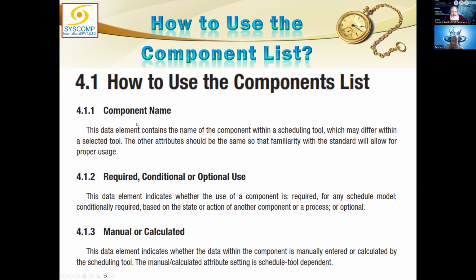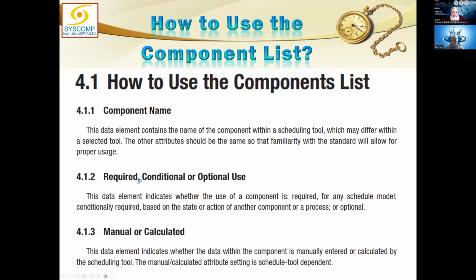So component name is a data element that contains the name of the component within the scheduling tool. What do we call it in scheduling? Which may differ within a selected tool. Maybe the software you are using, they might not be calling it a component name. They could call it something else. But other attributes should be the same as that. Familiarity with the standard will allow for proper usage.